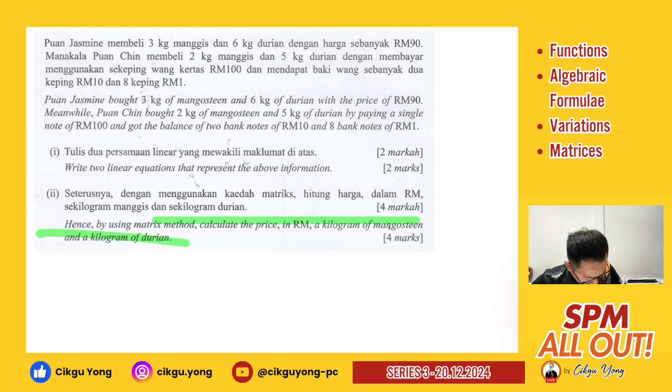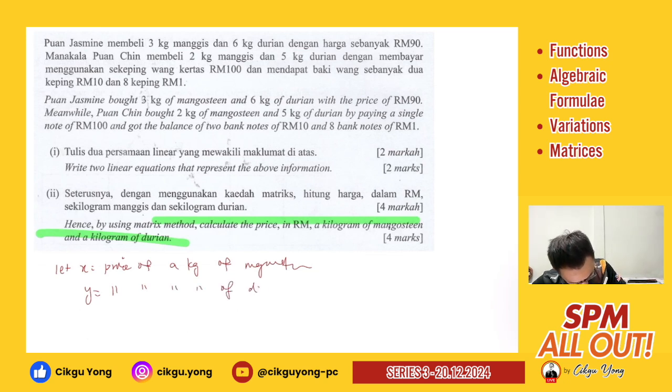So let x equals to the price of a kg of mangosteen, y is the price of a kg of durian. So you are looking for price per unit. Your x and y is price per unit.